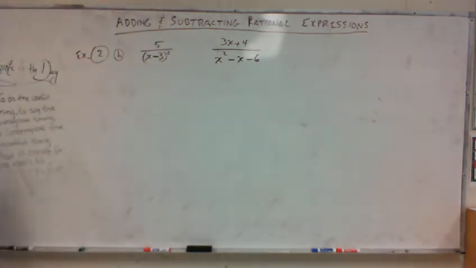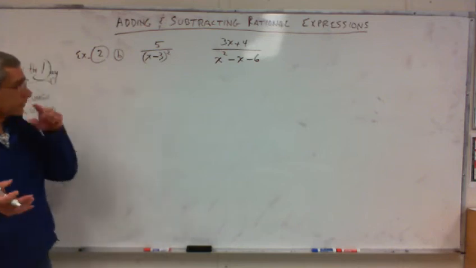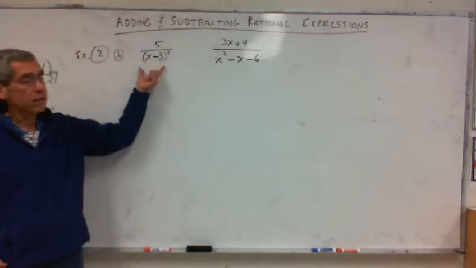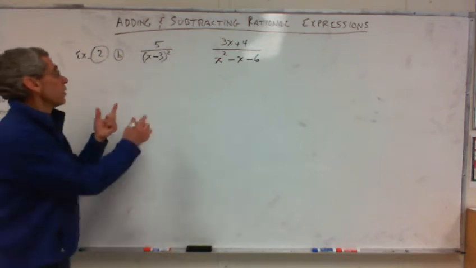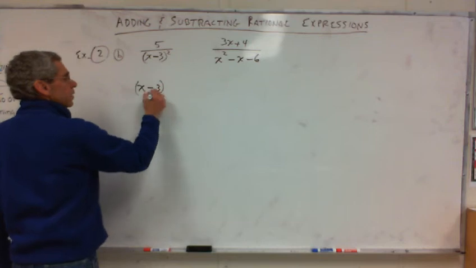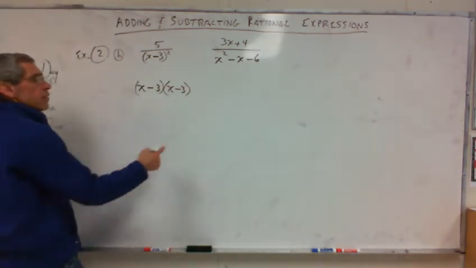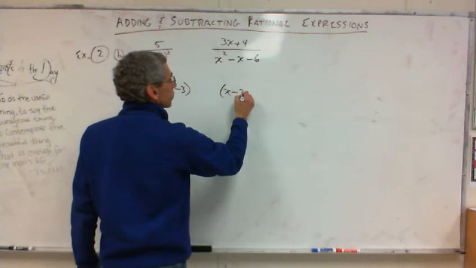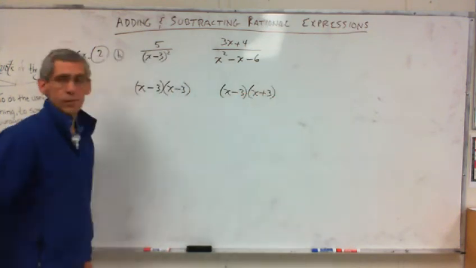Okay, so same thing. I have to factor everything. I need to figure out what my lowest common denominator is, right? So let's rewrite this. This is x minus 3 times x minus 3. Do you get me? Yes? This is x minus 3 times x plus 2. X minus 3 times x plus 3. Oh, wait, no, they're on the bottom.